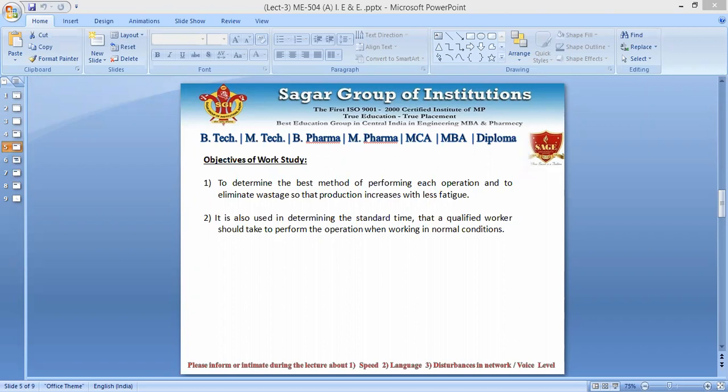Because here it comes: while measuring, you need to have a qualified worker. This means this is a standard, and that standard has to be maintained. And what kind of standard does a qualified worker carry? It means that without this qualified worker, you are unable to find or measure the exact time of performing that particular job.